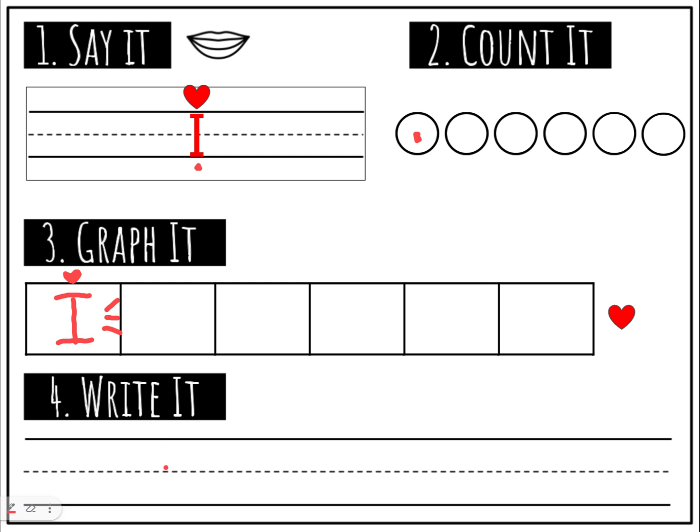So let's go ahead and write I together at the bottom. Remember to sound it out while you write it. I. And then I is doing what? It's saying its name. Say I. One more time. I. I is doing what? It's saying its name. I.